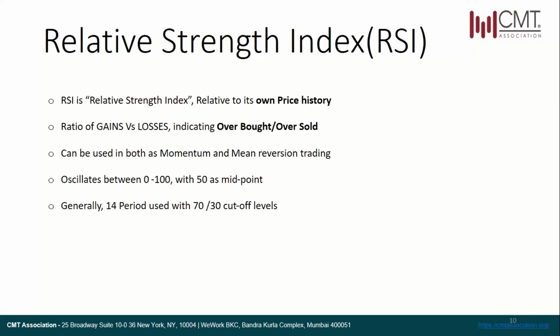So the other thing is that it is called an oscillator. The reason being that just like any other oscillator, it oscillates between a band. Any oscillator has an upper band and a lower band. Similar to that, RSI oscillates between 0 and 100 with a midpoint of 50. Generally, the parameter that is being used to look at RSI is a 14-period RSI, and a cutoff band of 30 and 70 levels are used. So this is what probably most of you are already aware of.